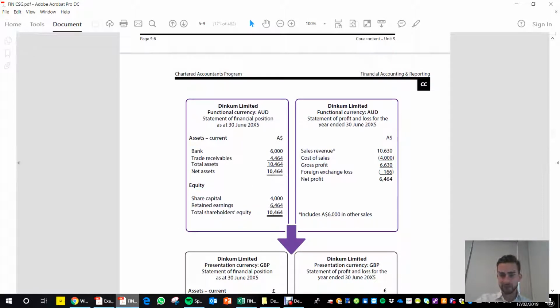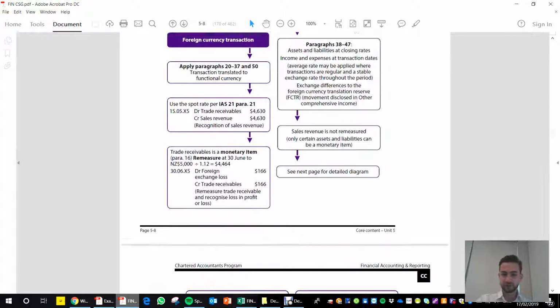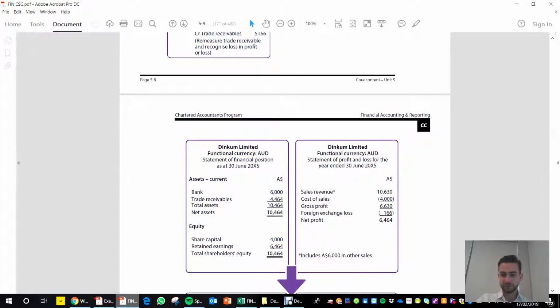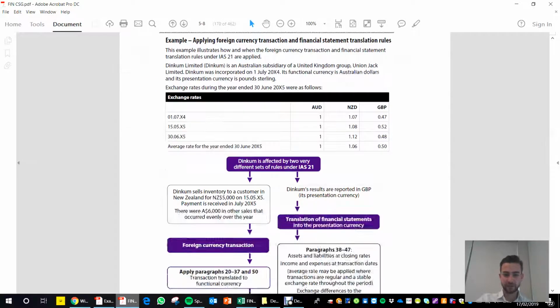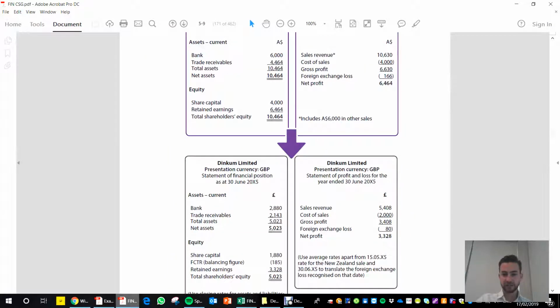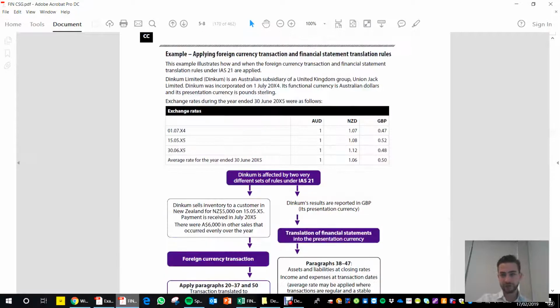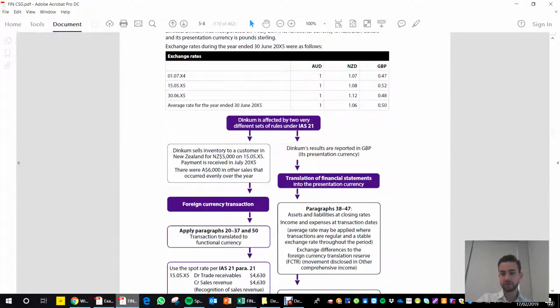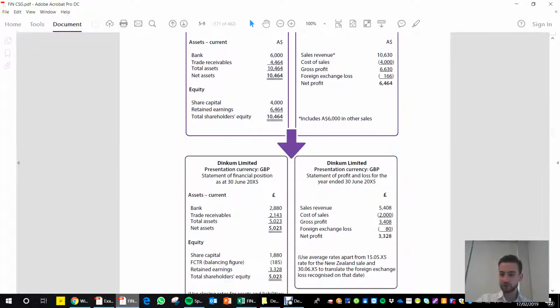Cost of sales, again, is there a specific transaction for that one? No, there's not, so we can use the average exchange rate, so it's just going to be 0.5. Gross profit's just the sum of those two. Foreign exchange loss. So foreign exchange loss is the amount we recognized here. So we're going to exchange that one at the date of the transaction as well. The date of the transaction was the 30th of June, so we're going to use that exchange rate there, which is 0.48.